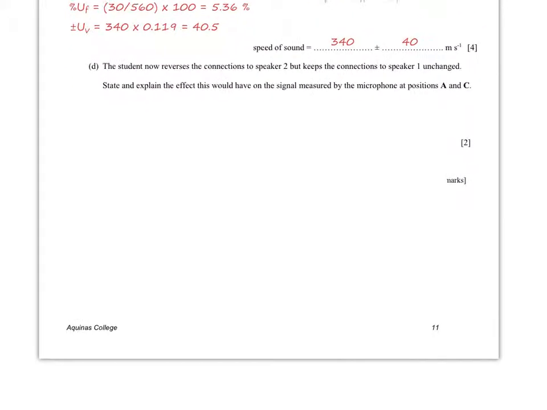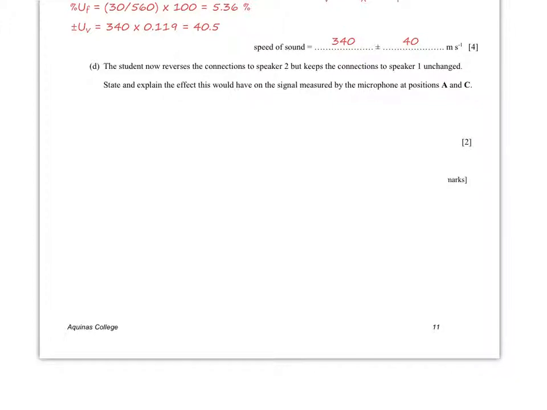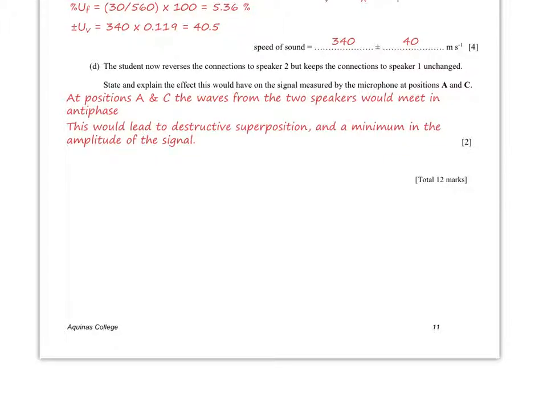Okay, finally we're told the student reverses the connections to speaker 2 but keeps connections to speaker 1 unchanged, and we're asked to explain what the effect would be on positions A and C. Well, where before A and C were maxima because the two waves are meeting in phase, if one of the speakers is now in antiphase with the other, the two waves are going to be meeting in antiphase. And as they're meeting in antiphase, then we would expect a destructive superposition, a minimum in the amplitude of the signal or the volume of the sound.